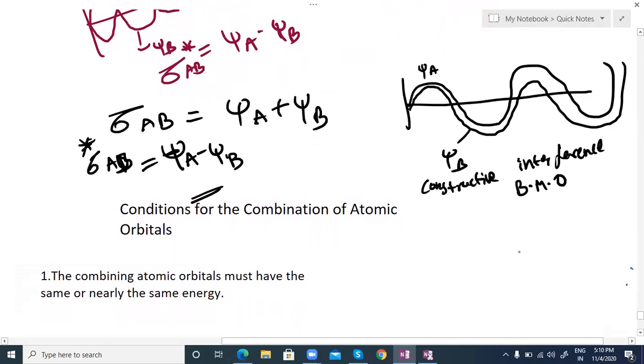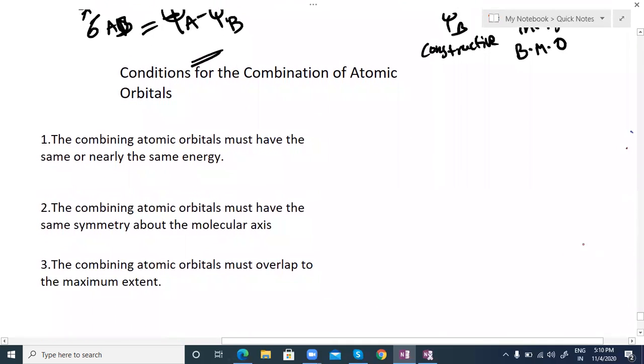Then conditions for the combination of atomic orbitals. We'll see which can form molecular orbitals. The combining atomic orbitals must have the same or nearly the same energy. Like 1s, it can easily combine, they can form molecular orbitals. The energy difference should be very small or almost the same energy. Only they can form these. And next, 2s can overlap easily. Only these can easily form molecular orbitals.